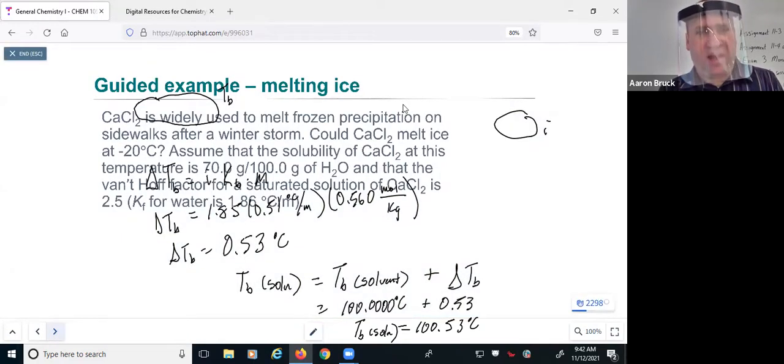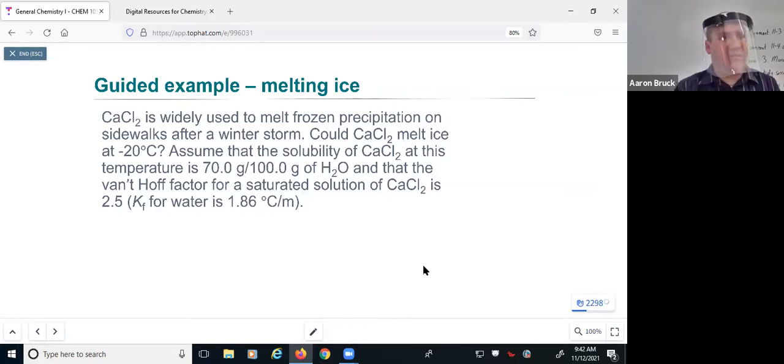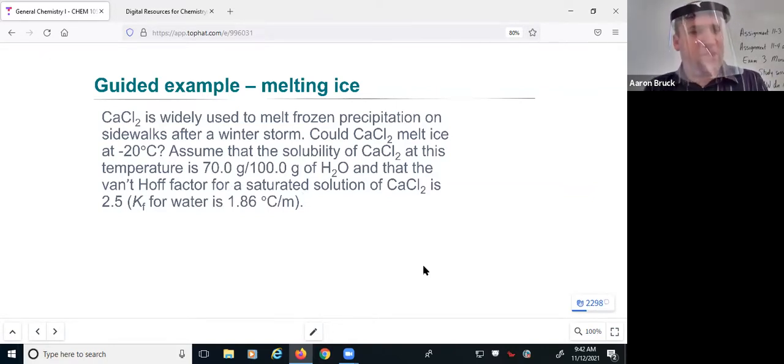All right, let's take a look at another one. Calcium chloride is widely used to melt frozen precipitation on sidewalks in a winter storm. Could calcium chloride melt ice at -20 Celsius? Assume that the solubility of calcium chloride is 70 grams per 100 grams of water, and the Van Hoff factor is 2.5.